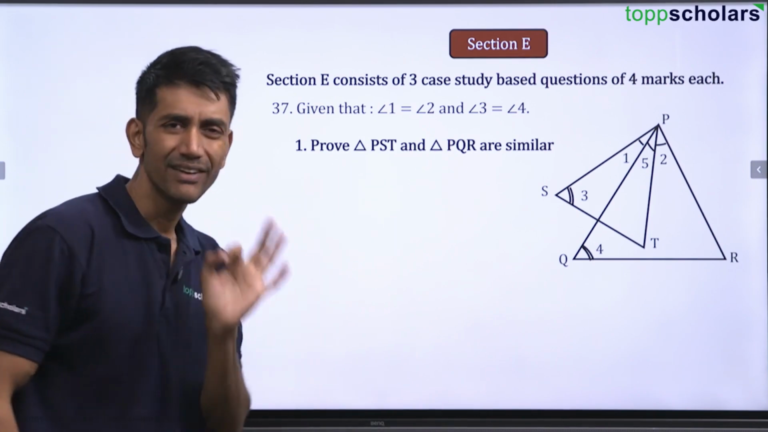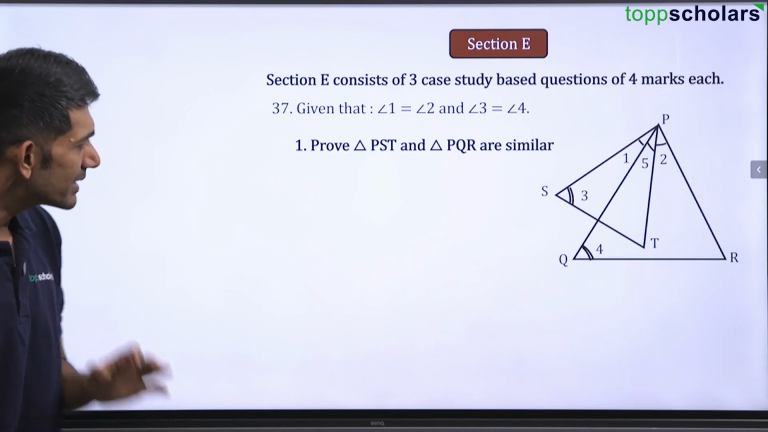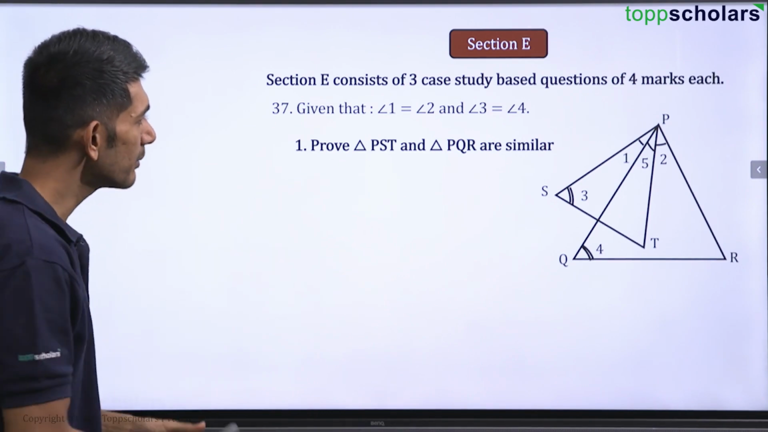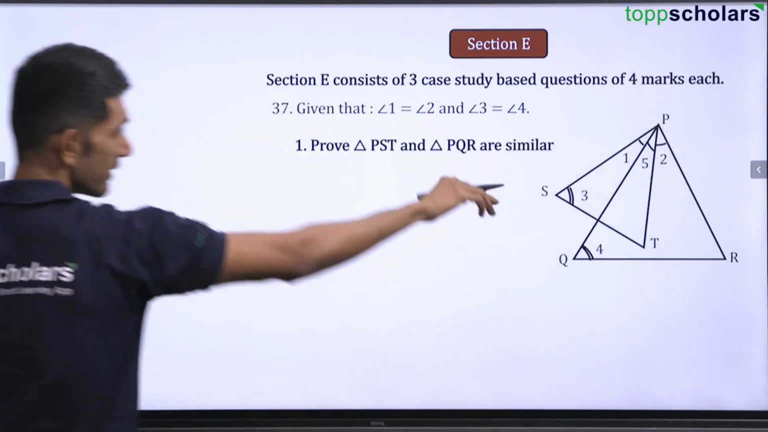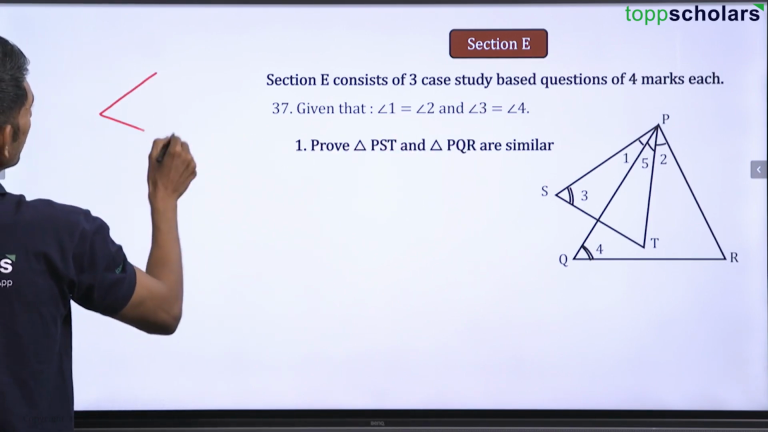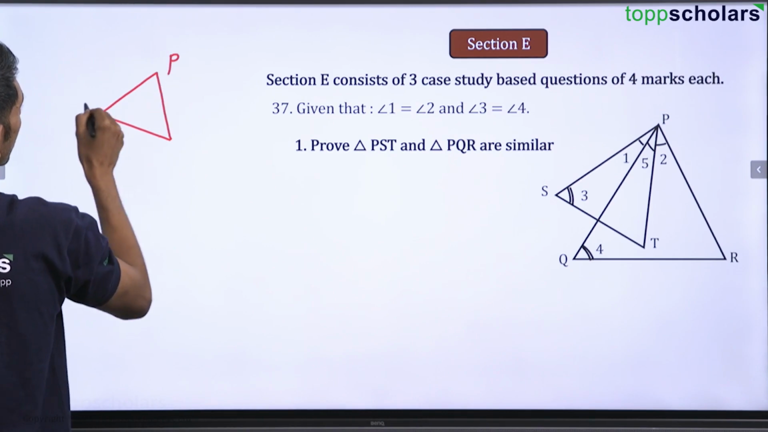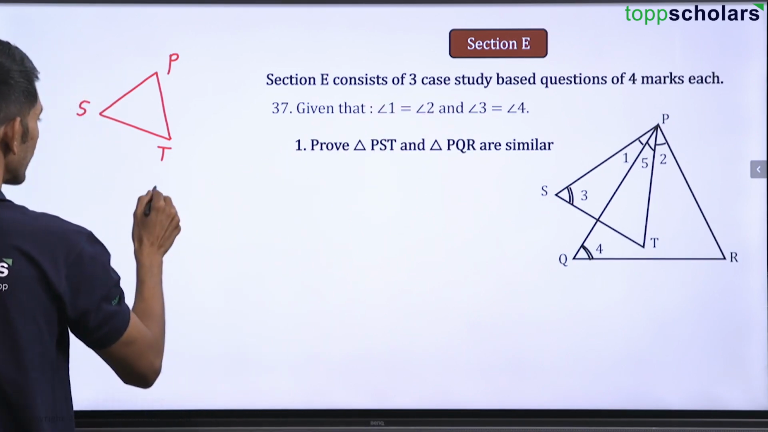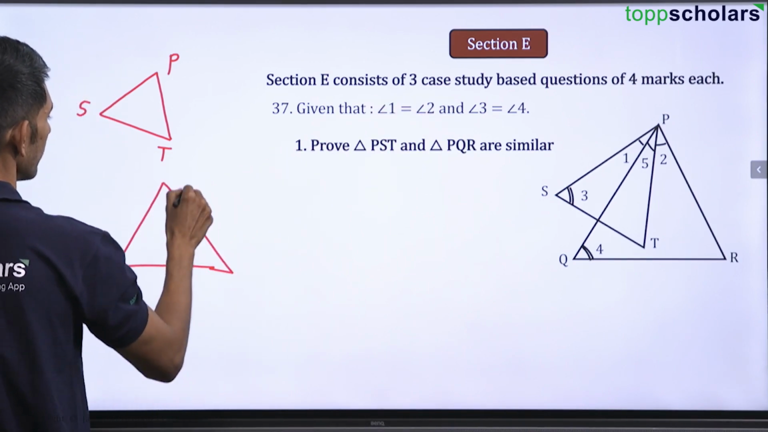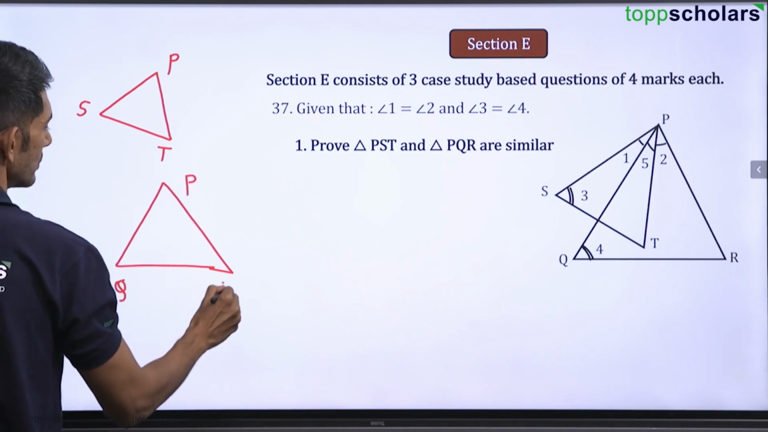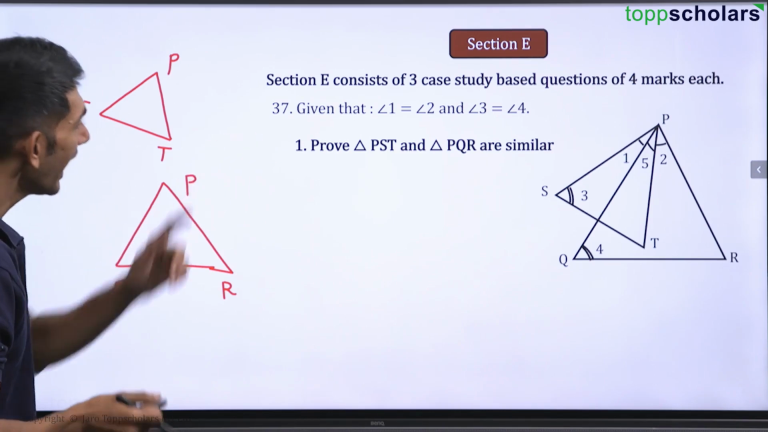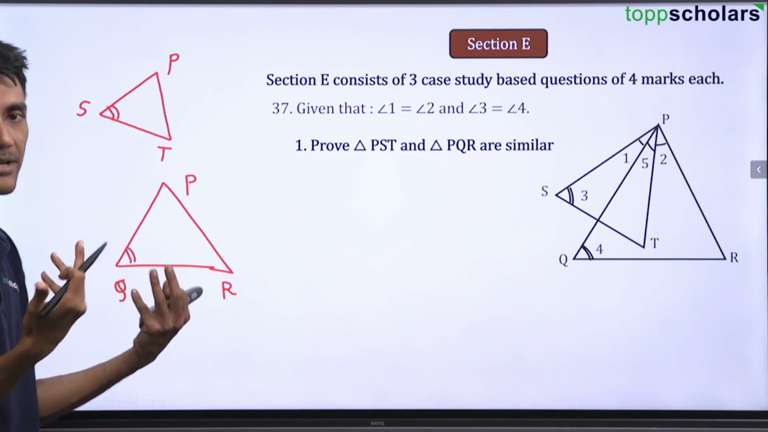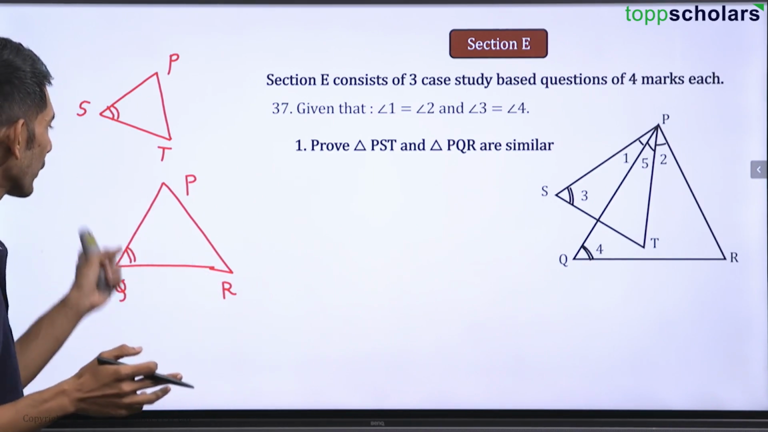PST and PQR. Whenever we are supposed to prove two triangles similar, the best thing is the AA test of similarity, because if you prove two angles equal, they will be similar. Now see, what I'm doing is I'm separating the two triangles. If I separate that, PST will look like this, the cross one, PST. And if I separate the other one, that is PQR, right? And it is already given that angle S is equal to angle Q. That means one angle is ready-made equal for us.